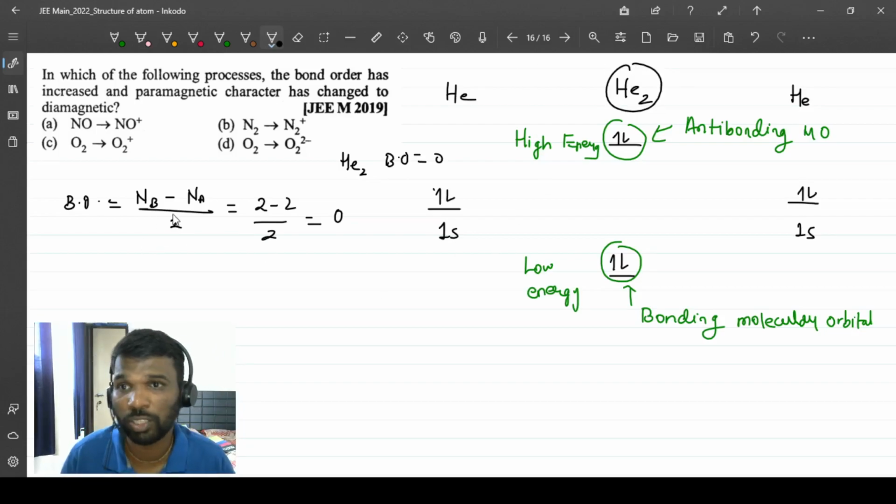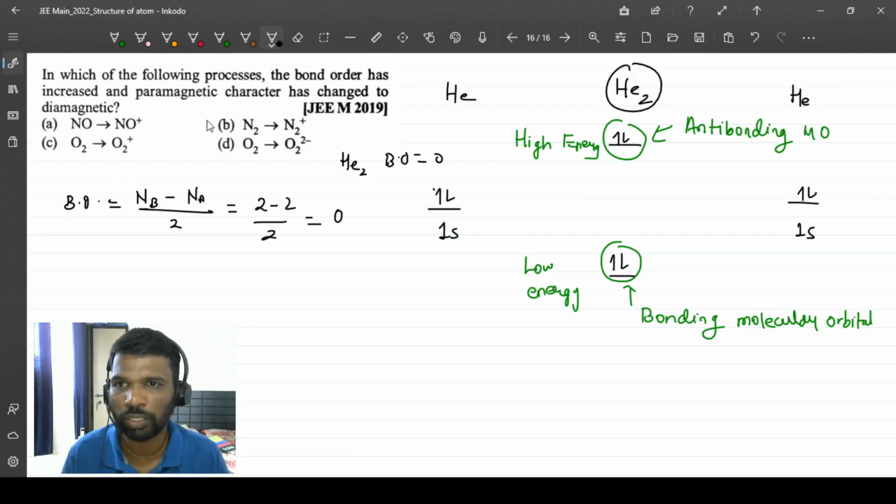Now coming to the question, it says that the bond order has increased and the paramagnetic character has changed to diamagnetic, paramagnetic to diamagnetic. If any of the molecular orbitals, bonding or anti-bonding, has one unpaired electron, even just one, it is called paramagnetic. And if all the electrons are paired, then it is diamagnetic. That is what we have to check.